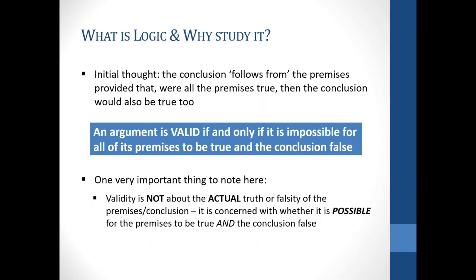But if it's not possible, if every time you flip the on switch for all the premises, the on switch for the conclusion is also flipped on, it's valid. There's no way to get these ones true and this one false.